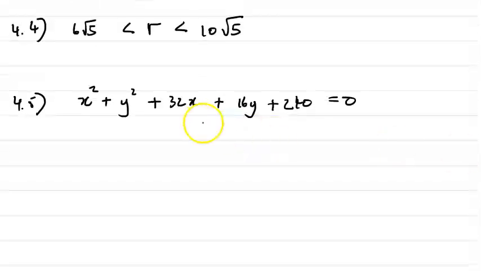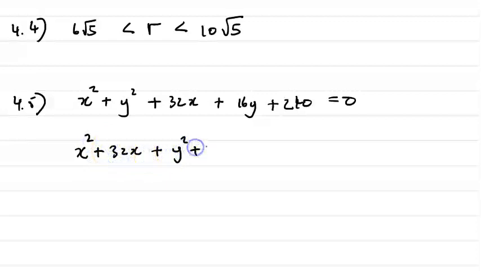Now remember that when you're completing the square in an equation, once again we have to add and subtract half the coefficient of x and y. Because we've got two variables here, let's group them: x squared plus 32x plus y squared plus 16y. Move this 240 to the right-hand side, it will be minus 240.